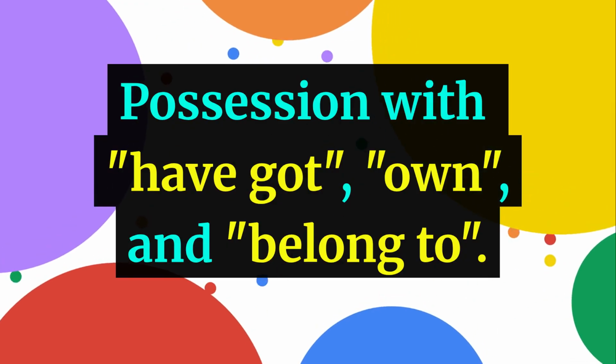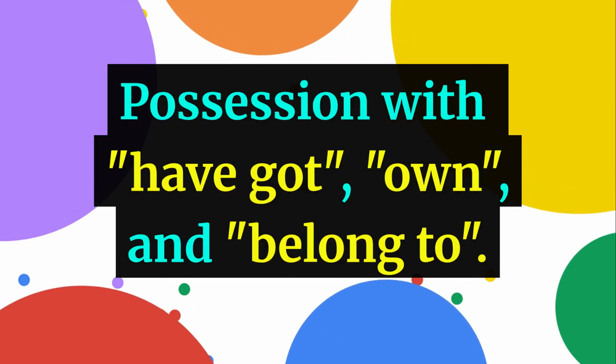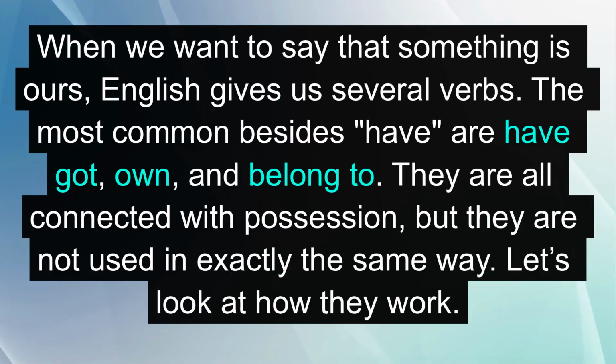Possession with have got, own, and belong to. When we want to say that something is ours, English gives us several verbs. The most common besides have are have got, own, and belong to. They are all connected with possession, but they are not used in exactly the same way. Let's look at how they work.